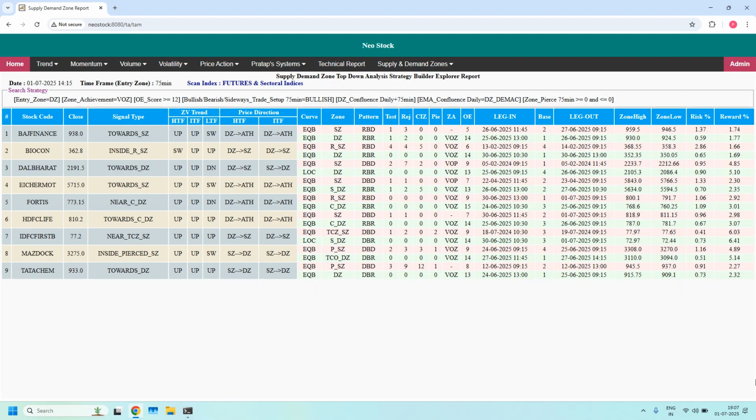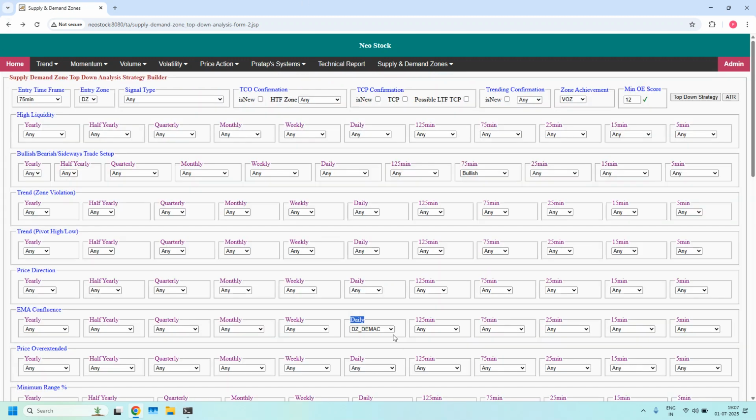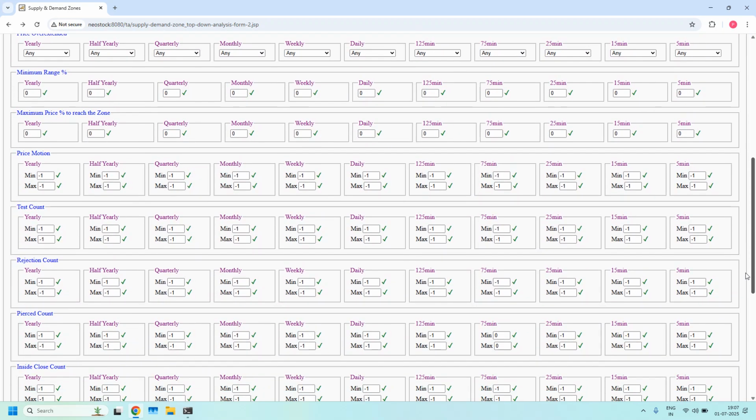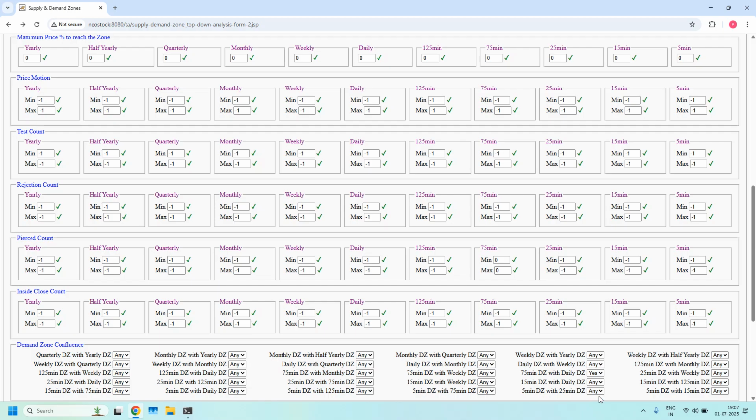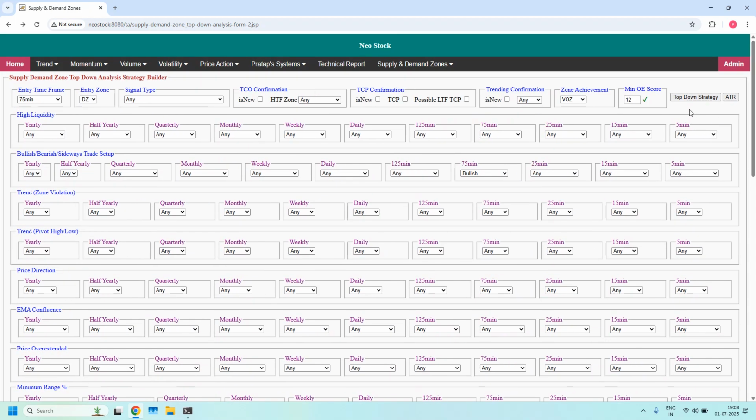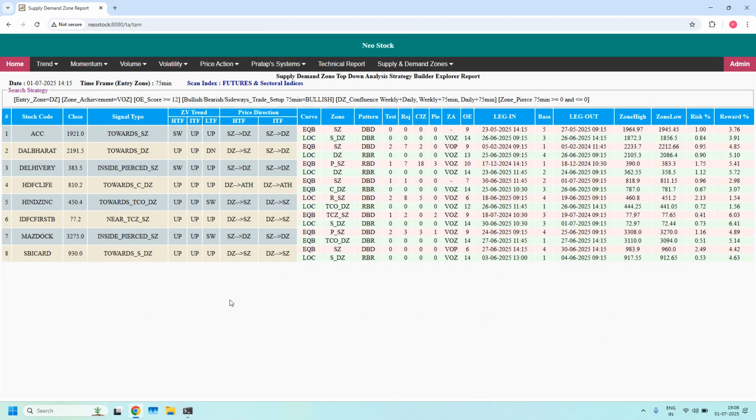Okay, next we will filter based on LTF, ITF, and HTF demand zone confluence supported stocks. 75 minutes, daily and weekly demand zone confluence. I am removing the EMA filter. Demand zone confluence, 3 filters I am adding. First one already enabled. Next 75 minutes and weekly demand zone confluence. Daily and weekly demand zone confluence. By enabling all the 3 filters, 75 minutes, daily and weekly, we got 8 stocks.